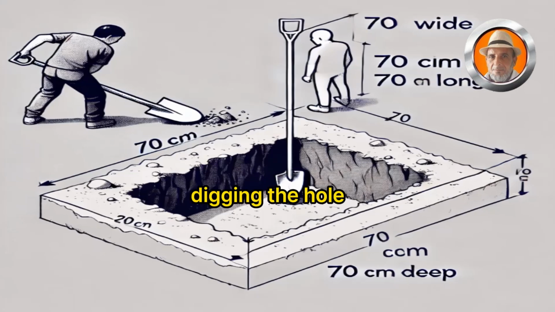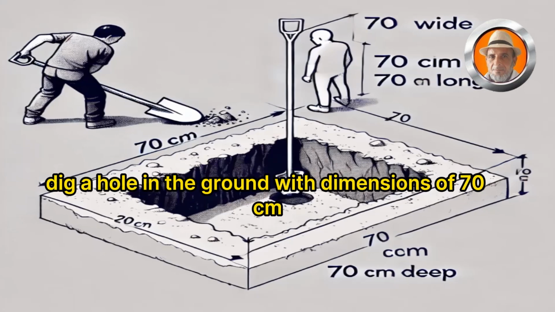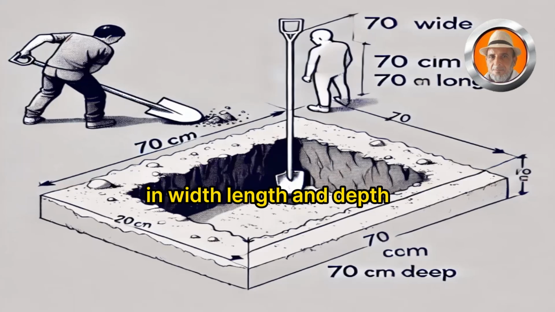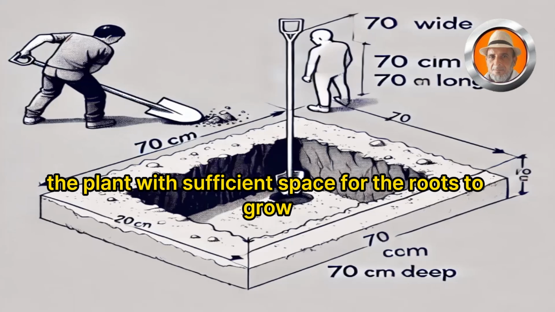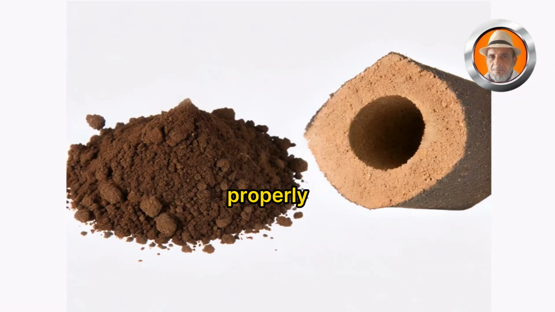Digging the hole. Dig a hole in the ground with dimensions of 70 centimeters in width, length, and depth. This ideal size will provide the plant with sufficient space for the roots to grow properly.